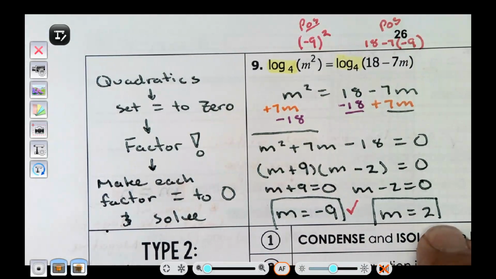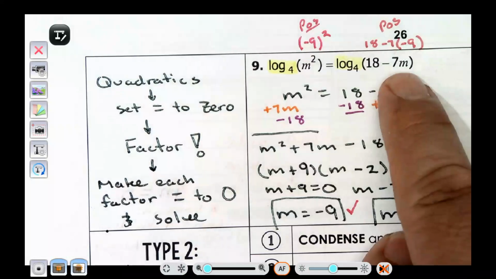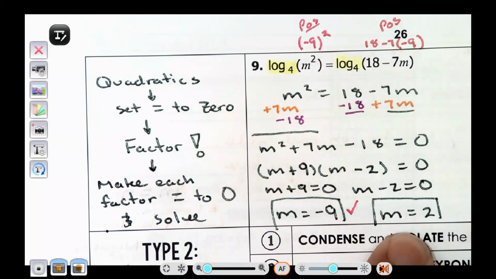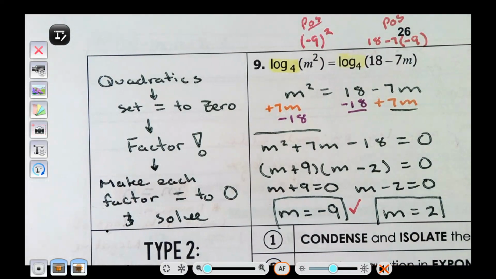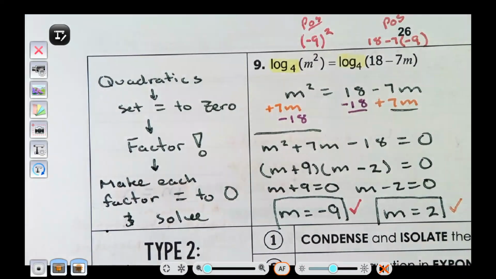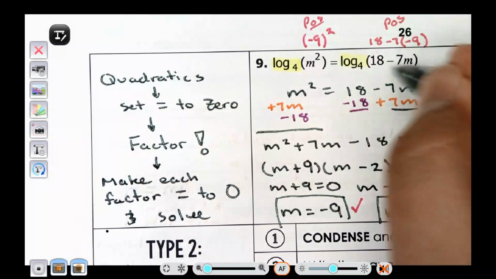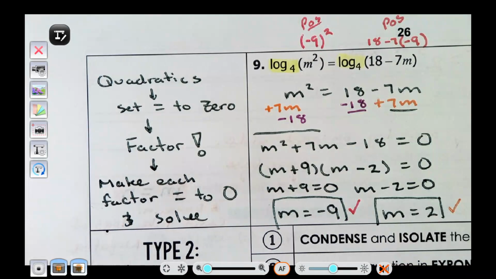So now I try the 2. Well, 2 squared is positive. 2 times 7 is 14. 18 take away 14 continues to be positive, which means, well, that one also works. So then this one has 2 possible answers. Remember, the concern is not getting a negative inside of a log, and we were good for both.